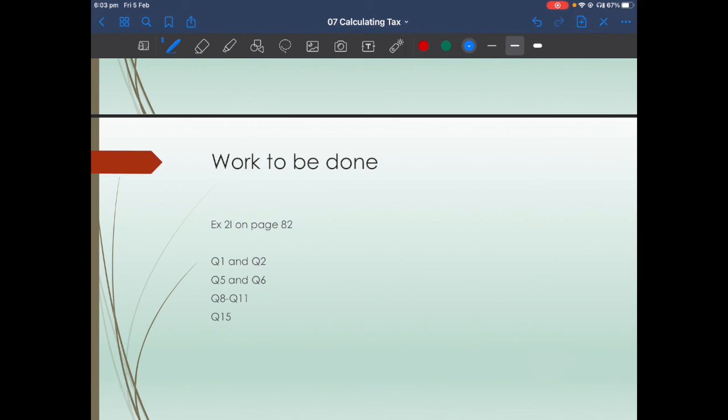Now, typically this is a kind of difficult lesson for people, interpreting tax tables. So I would really like it if you're struggling with any of these questions to come and let me know, and I'll be happy to go through them in more detail. Thanks, guys.